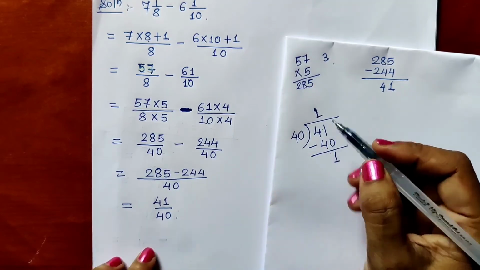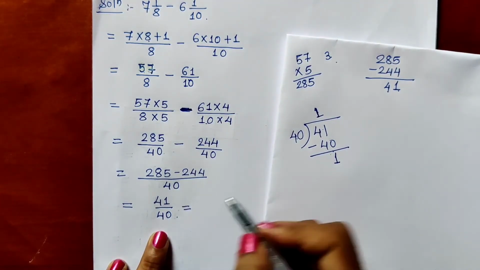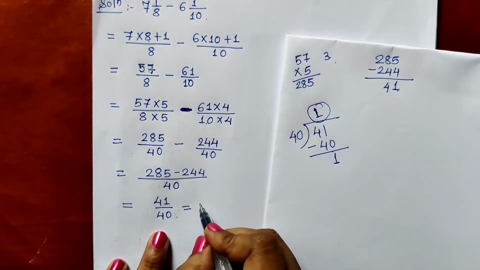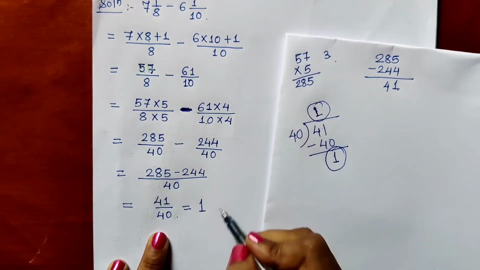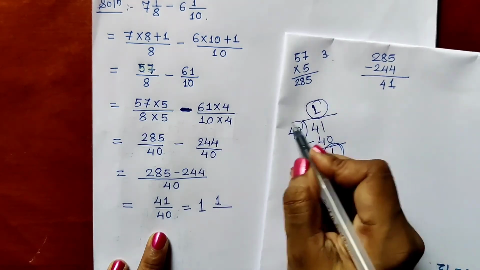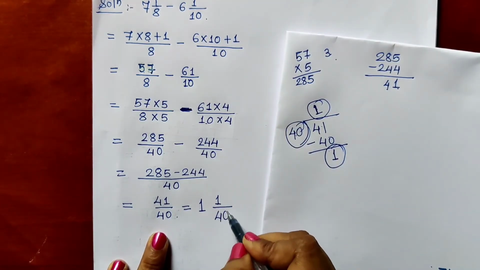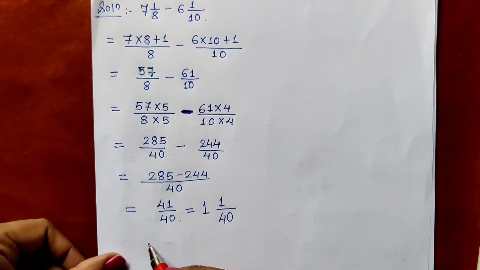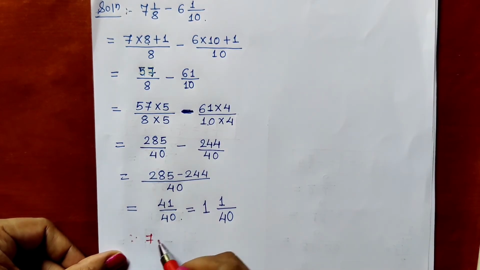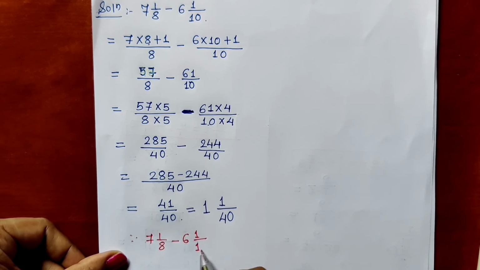So how to write in the mixed fraction? This one as the integer, this one as the numerator, and this 40 as denominator. So in this way we can convert it into the mixed number. Now write the answer. Therefore 7 integer 1 upon 8 minus 6 integer 1 upon 10 is equal to 1 integer 1 upon 40.